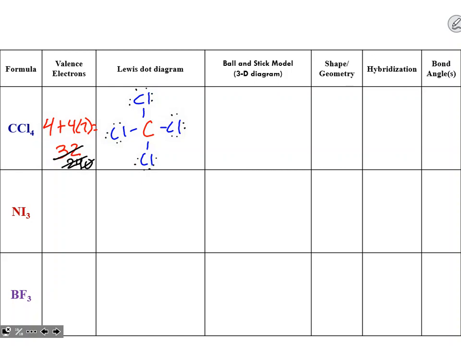Now, we have to look here, figure out what do we have? We have carbon with 4 chlorines. Are there any lone pairs on the central atom? No. So which shape is this one going to be? This one's going to be tetrahedral. So I would try to identify the shape first and then draw the ball and stick model.